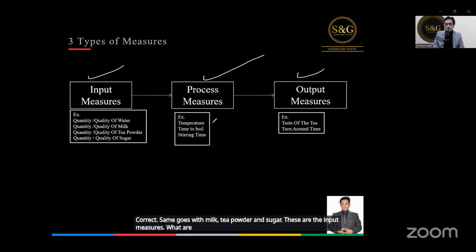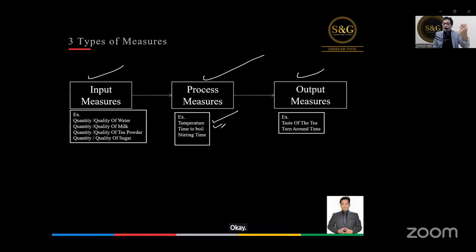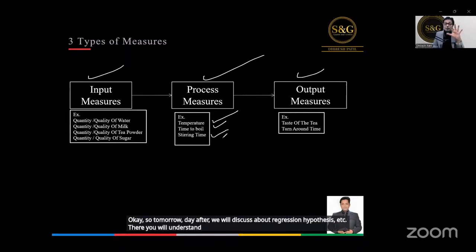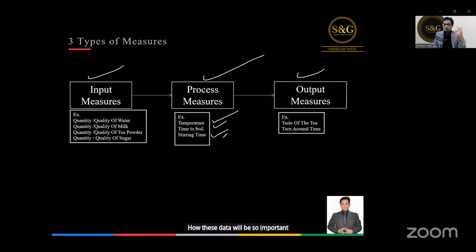What are the process measures? Temperature. How much time are we boiling that entire liquid? And how much time are we stirring? All these are the process measures. And the more data we collect in this, the more analysis we can do. So tomorrow, day after, we will discuss regression, hypothesis, etc. There you will understand how important this data will be for the analysis.